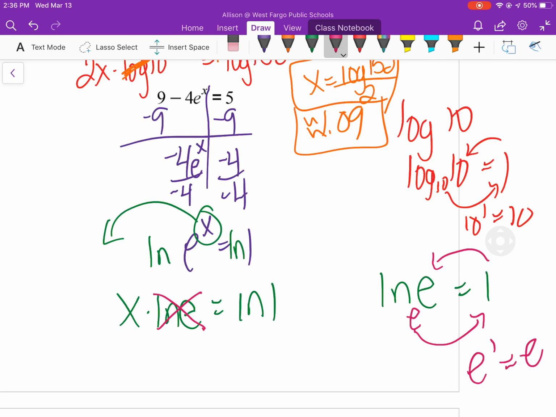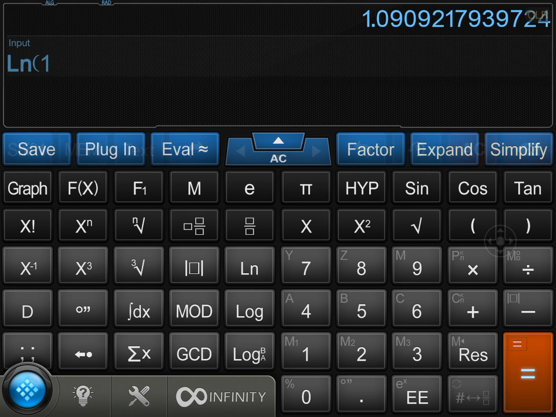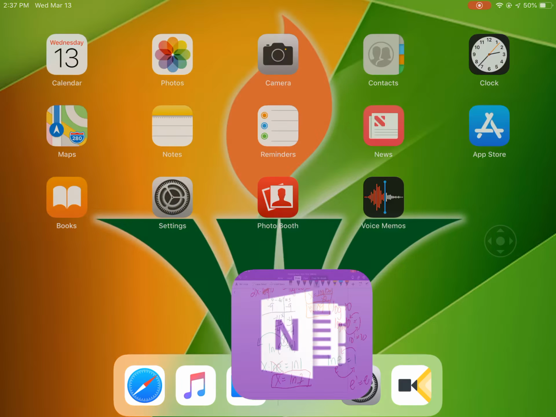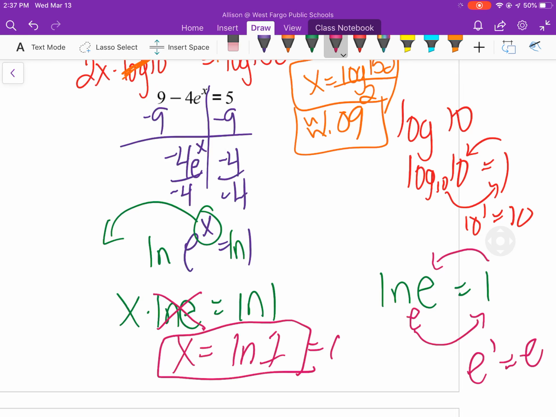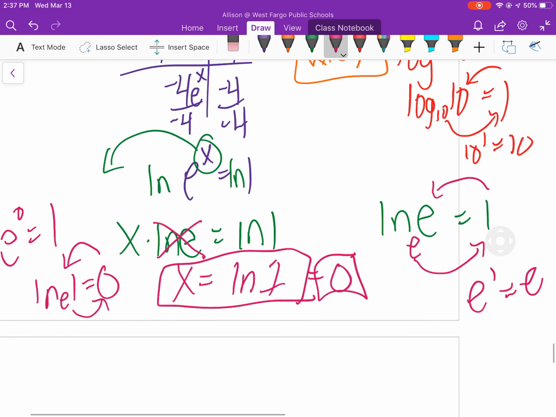So the natural log of e is 1, so you get x equals the natural log of 1 as an answer. The natural log of 1, using my calculator again, is equal to 0. Oh yeah, we knew that too. And so that equals 0. So 0 is my answer, because anything to the 0 power is 1. So if you have ln of 1, e to the 0 equals 1, so it equals 0.